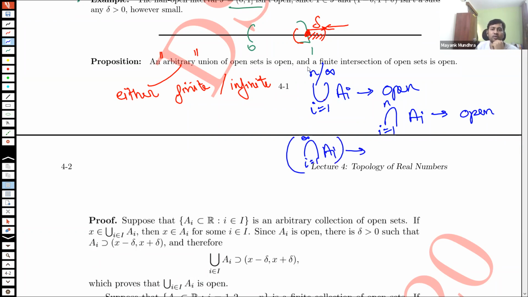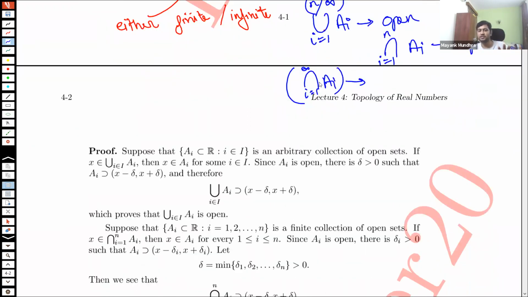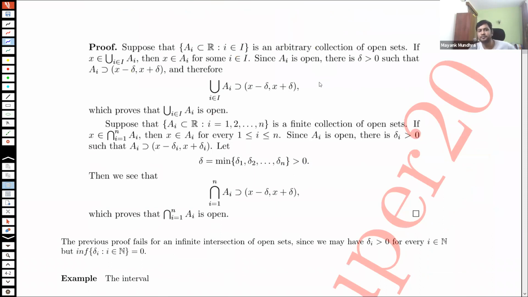So as long as it's a union, it could be finite or infinite. It's going to be open. But when it is about intersection, I know for sure that a finite intersection is going to be open. Infinite intersection, we'll talk about it in a bit. But let's look at the proof of this thing. The proof of this thing is very nice.